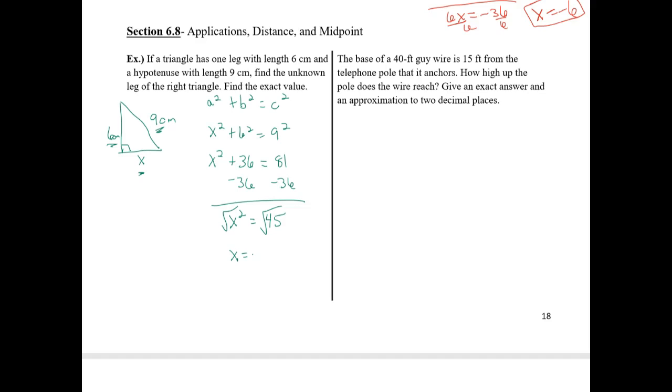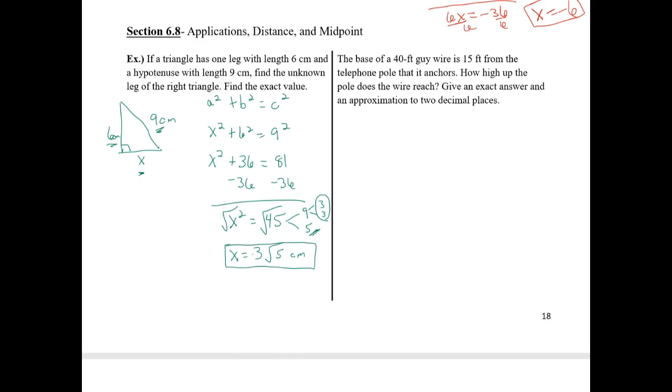can be simplified, right? 45 is 9 times 5, and 9 is a perfect square. So I can take those 3's out. Square root of 9 is 3. I'm left with a 5 underneath. And my units are in centimeters. So this is the exact value, okay?